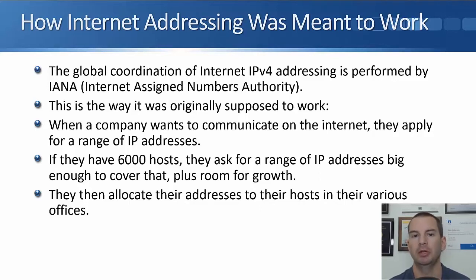Now, the global assignment of IP addresses is handled by IANA. That stands for the Internet Assigned Numbers Authority. So they are up at the top level looking at it from a global point of view. They assign large blocks of addresses to the local authorities in different regions. So a company, they would apply to their local authority to get a range of public IP addresses. If they had 6,000 hosts, for example, they would ask for a range of IP addresses big enough to cover that, plus some room for growth in the future as well. That company would then allocate those addresses to their hosts in their different offices.